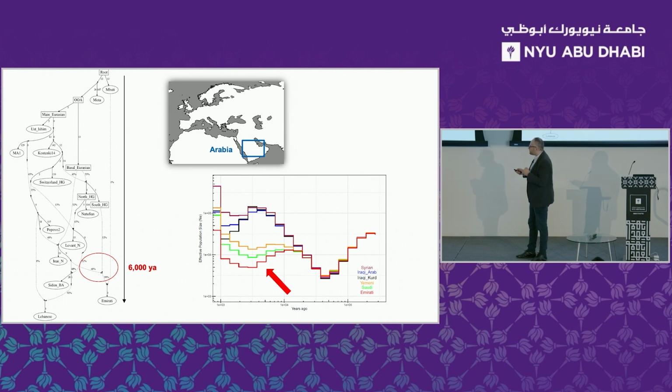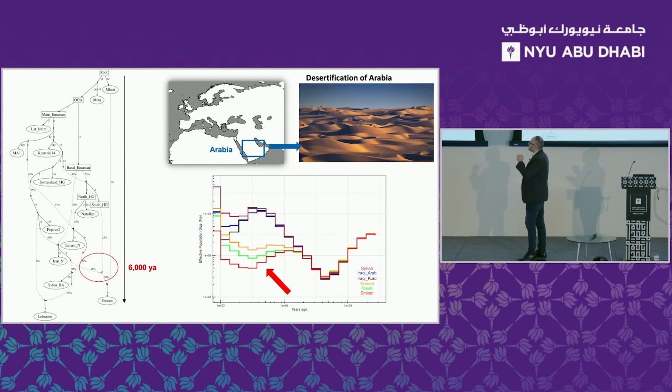Around 6,000 years ago, we see another bottleneck in the Arabian population. Just the Arabian populations had this bottleneck around 6,000 years ago. This is because around then, this place here became a desert. Before 5,000, 6,000 years ago, this place was a green landscape, and desertification started around this time. And we can also see it in the genomes of people living today.